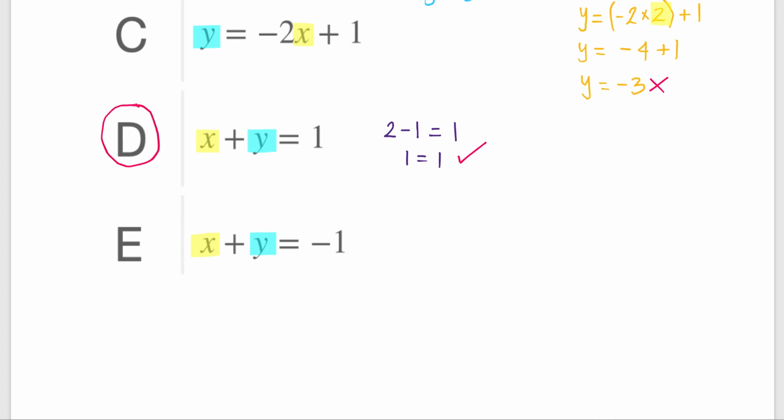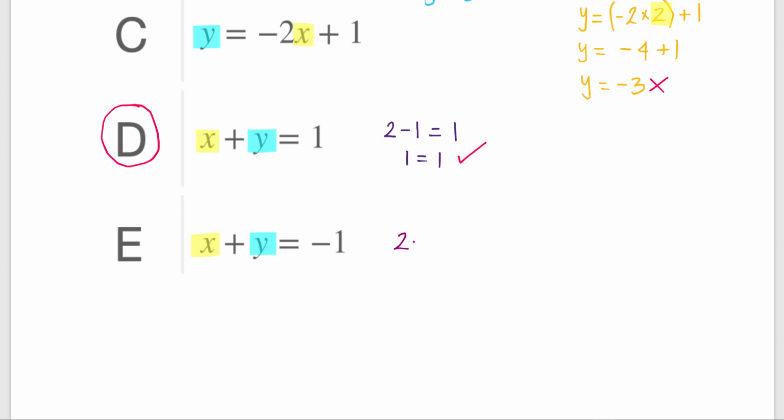Now, how do we do this in CAS? I don't have to test E because I already know that it's not the other one. I'm going to do it just for the sake of explaining, but we don't have to. So if I do that, I will sub in x. x is 2.